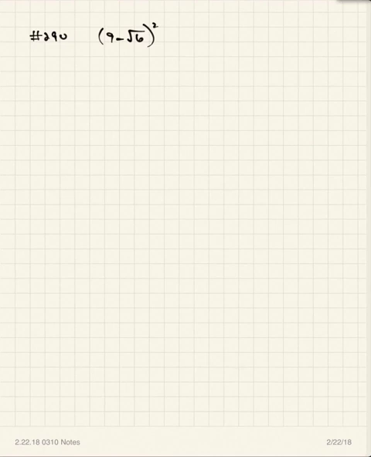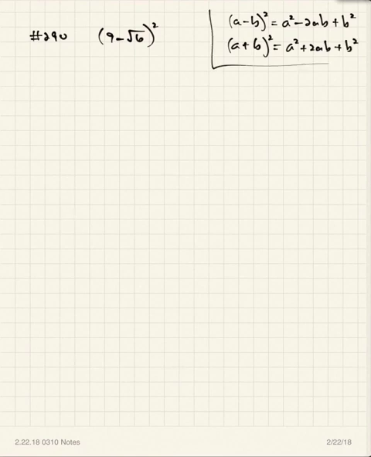We've talked about this a long time ago at the beginning of the semester, but remember, if you have a minus b squared, that multiplies out as a squared minus 2ab plus b squared. And a plus b squared is a squared plus 2ab plus b squared. Those two little patterns tell you how to square an addition and how to square a subtraction problem. And what am I doing here? I'm squaring a subtraction problem.